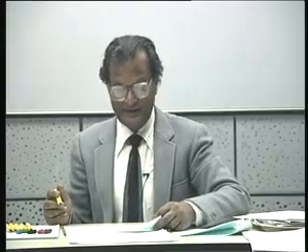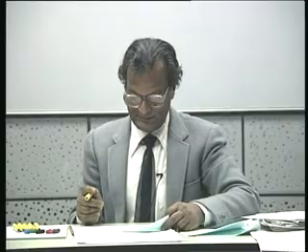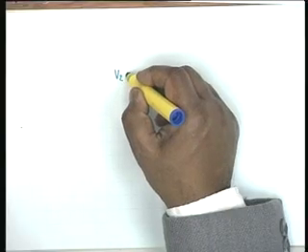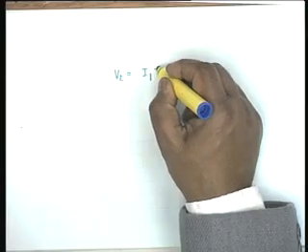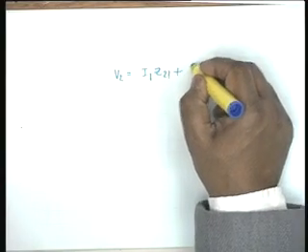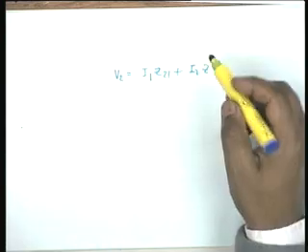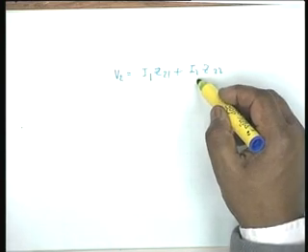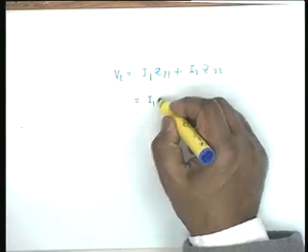How did you find that? If I keep this open, you see V2 equal to I1 Z21 plus I2 Z22. If I keep I2 open, I2 equal to 0, then this would be equal to I1 Z21.